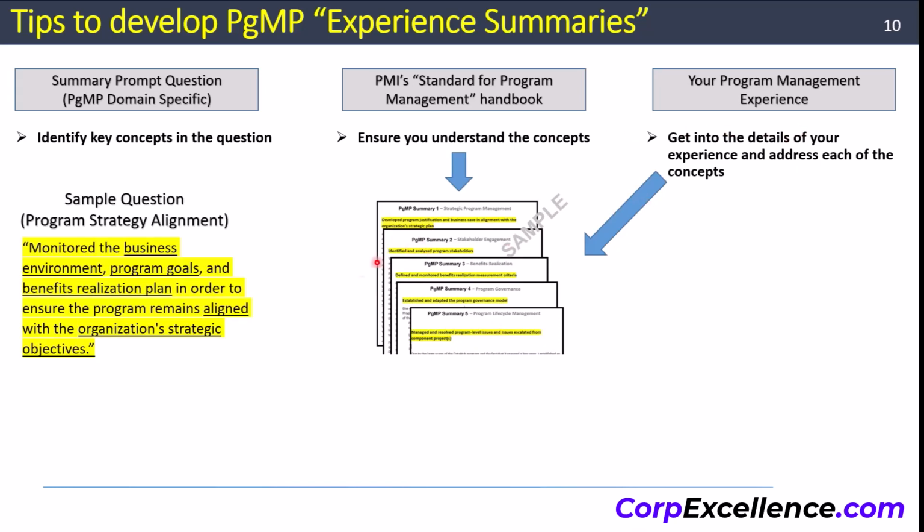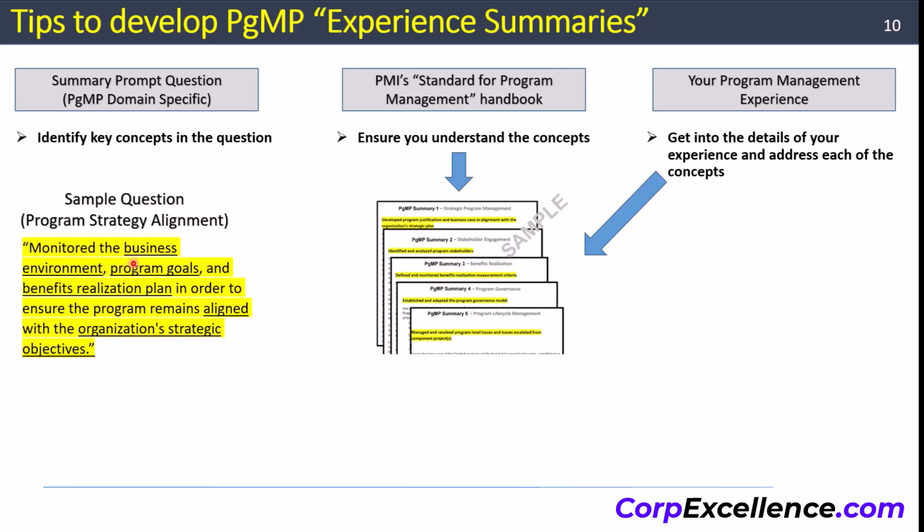For example, here we see one of the questions that has been asked in the PgMP application. This question falls under the program strategy alignment domain. If we analyze this question, we can easily see some of the concepts that we need to know related to program management. So the question is, monitor the business environment, program goals, and benefits realization plan in order to ensure the program remains aligned with the organization's strategic objectives.